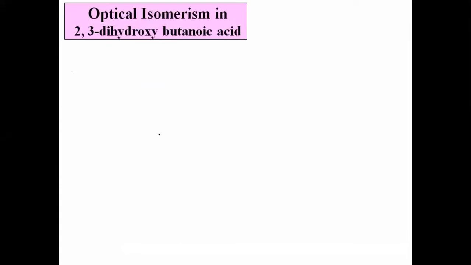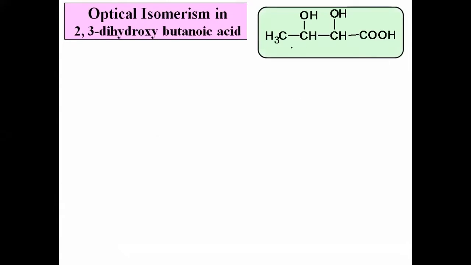2,3-dihydroxybutanoic acid. We are going to discuss optical activity of this one more compound, 2,3-dihydroxybutanoic acid. Okay, this is the structure of 2,3-dihydroxybutanoic acid: CH3, CHOH, CHOH and COOH. Our first question is, is it having any chiral carbon?